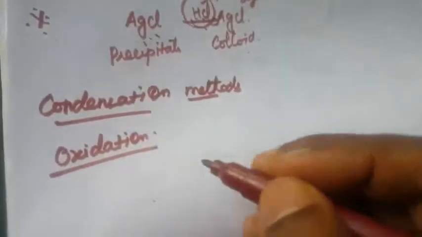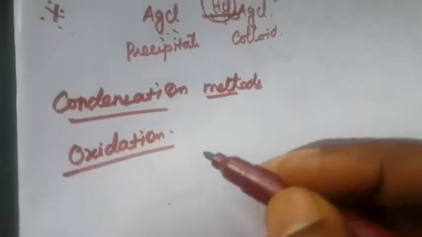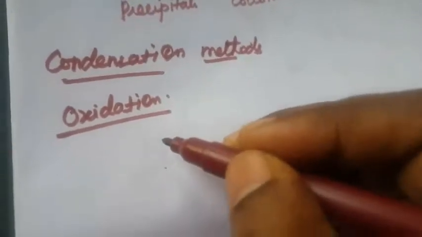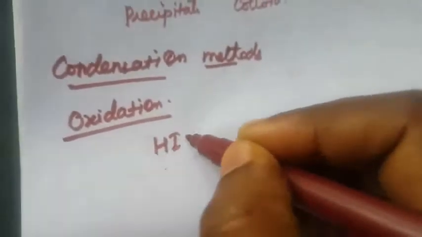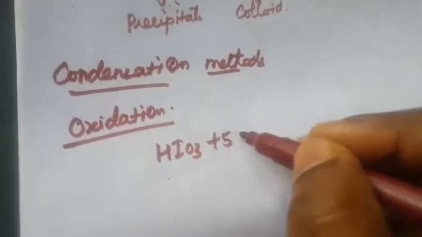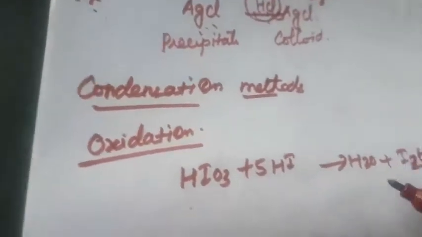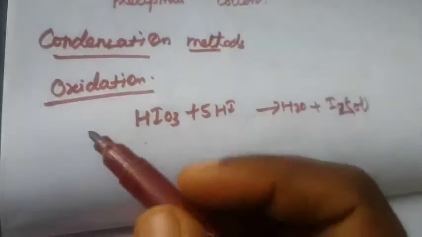In oxidation, non-metal sols are prepared by this method. Sol means solution. How will it be prepared? Hydroiodic acid reacts with hydrogen iodide to form water and iodine salt. This is another oxidation method: when hydroiodic acid is treated with iodic acid, iodine is prepared.